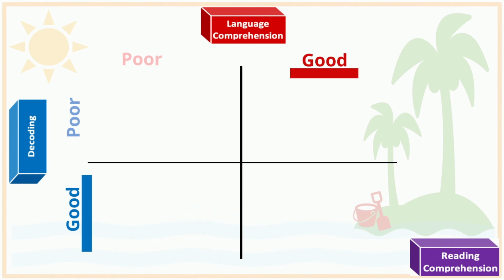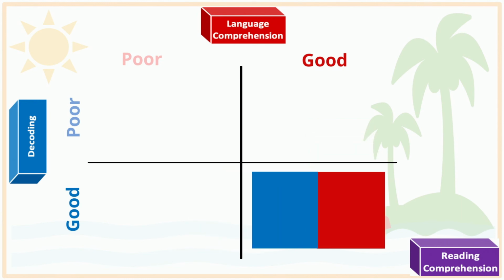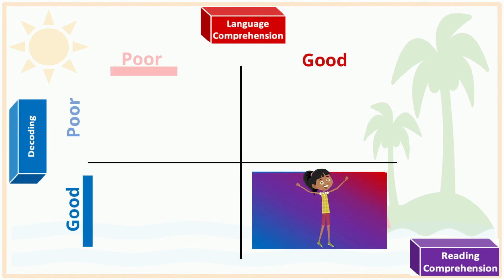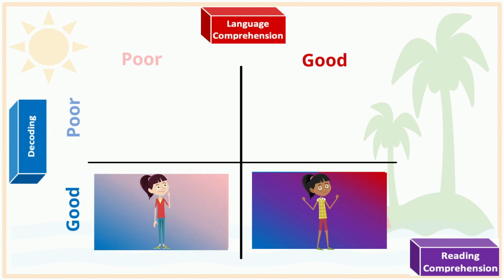The first profile includes students who have good decoding skills and good language comprehension skills. These children are able to learn how to read and comprehend. The second profile includes students who have good decoding skills and poor language comprehension skills. These students struggle to understand what they read, even if they read it fluently.